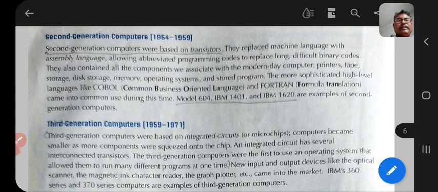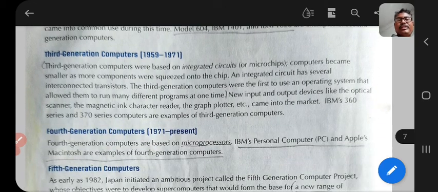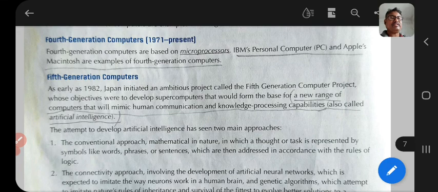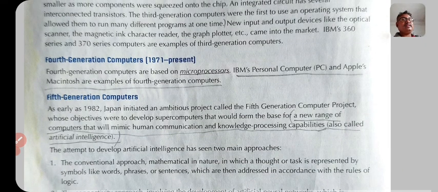Second generation completed, third generation completed. Now the fourth generation computers are based on the microprocessor. When they focused on the microprocessor, what happened? IBM personal computer PC and Apple Macintosh are examples of fourth generation. The present generation computers, for example dual core, core i3, core i5, core i7, work on processors mainly so that the computer speed is faster and faster. That is the fourth generation computer, and till now we are using the fourth generation computer.